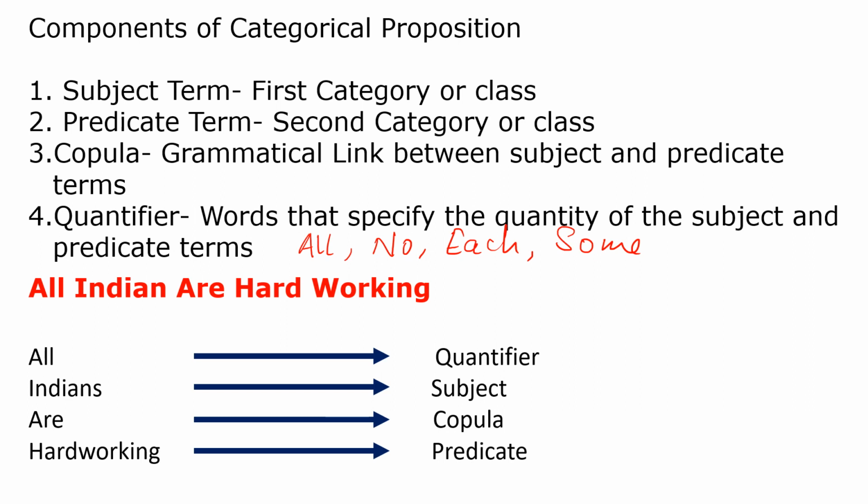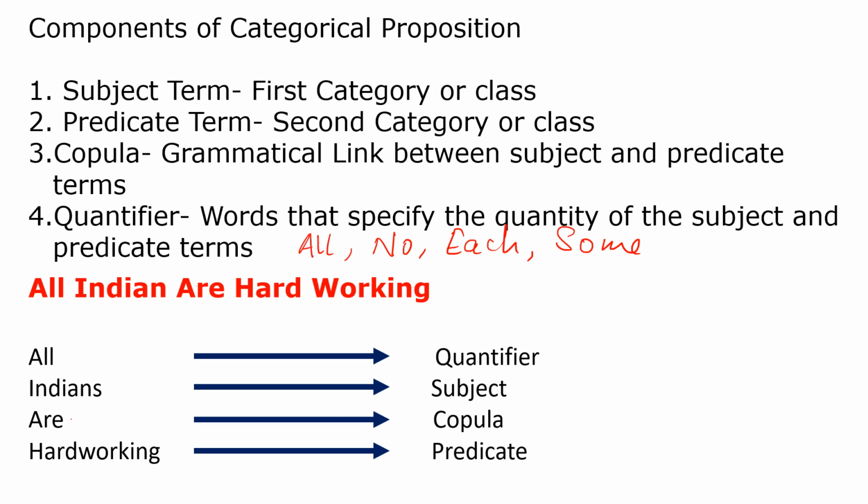Like all Indians are hardworking. All means they are talking about each and every Indian. So all is the quantifier. It is telling us about the quantity. Indian is the subject because in this statement we are talking about Indians. Are is the copula and hardworking is the predicate. Again, I'm telling you the subject is the first category of class, the predicate is the second category, the copula is the link, and the quantifier tells us about the quantity of the subject. Okay, so these are the components of a categorical proposition.